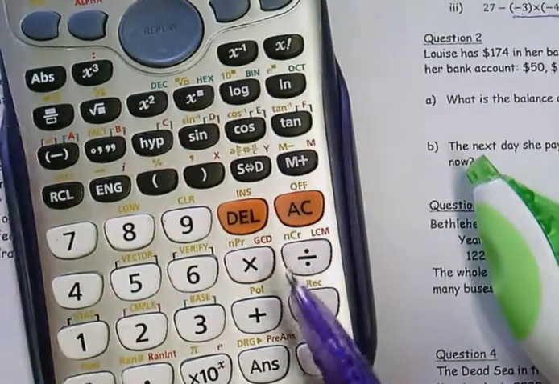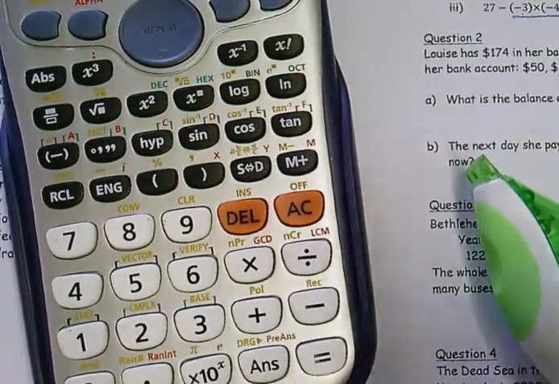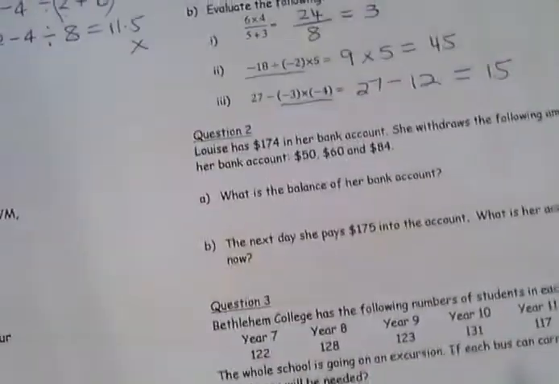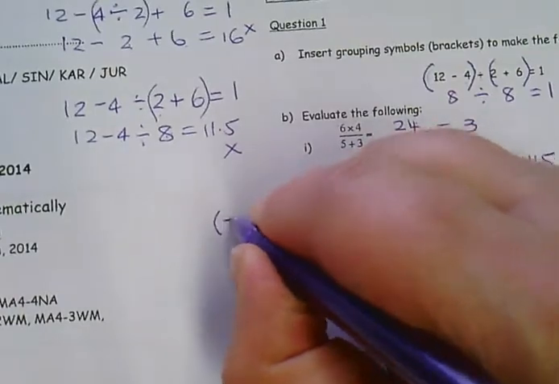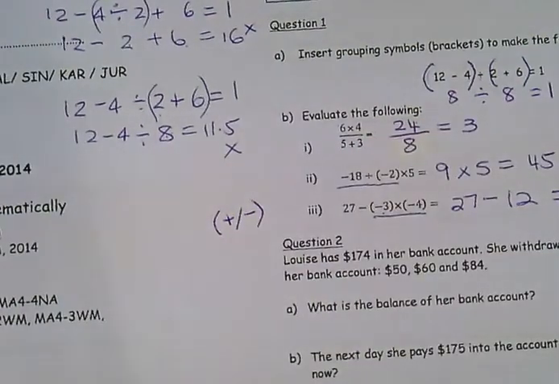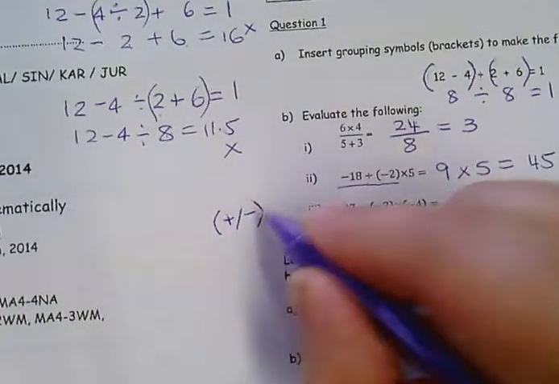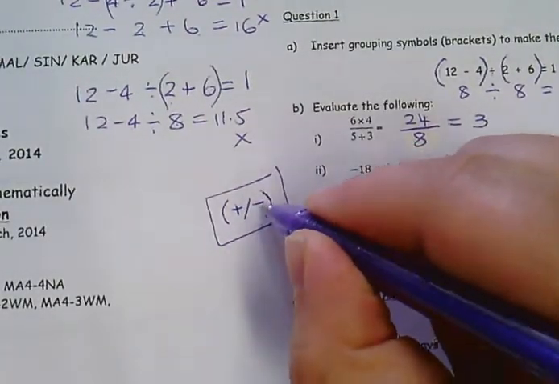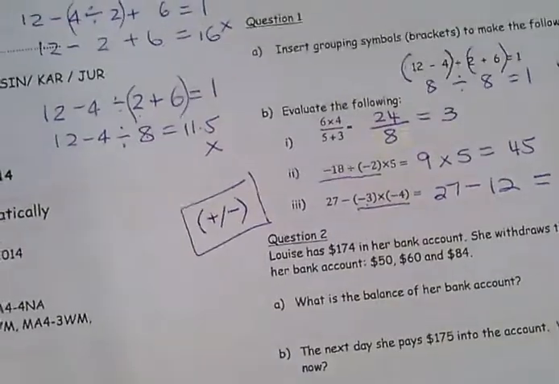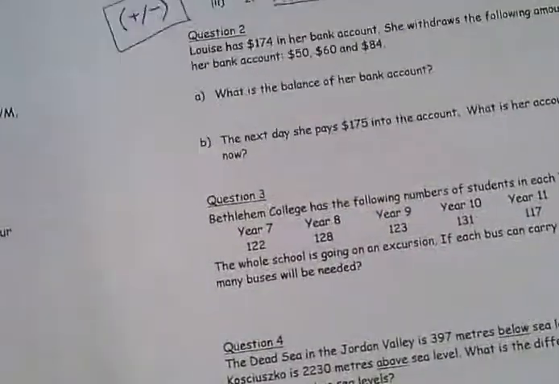Okay, now some calculators don't have it like that. They have a little button that looks like this, and I'll show you for a negative. On some calculators there is a button that looks like this, plus minus. It's got a plus, slash, and then a minus, and every time you press that, it'll put a negative for you. Okay, all right, let's look at question 2 now.